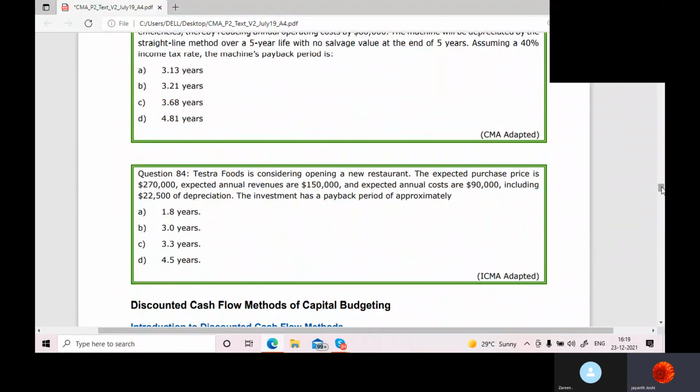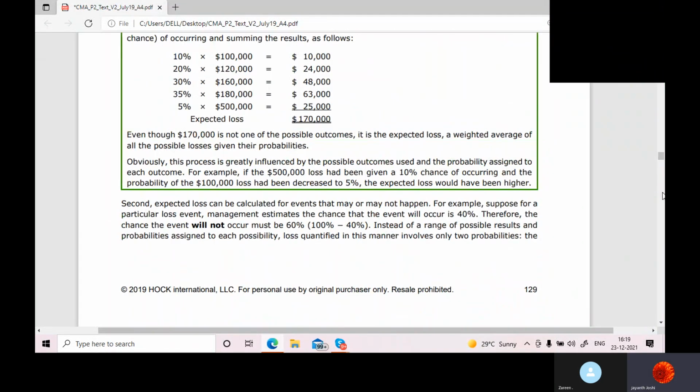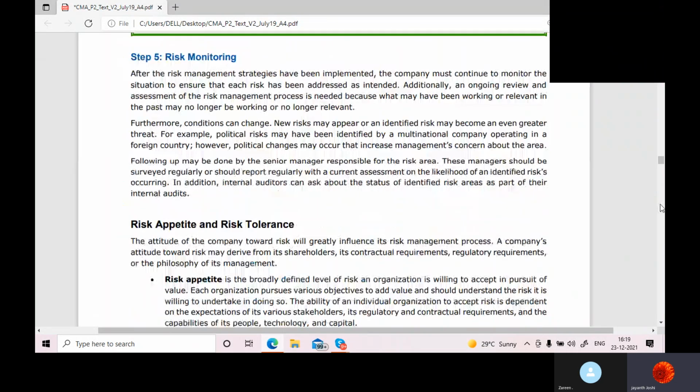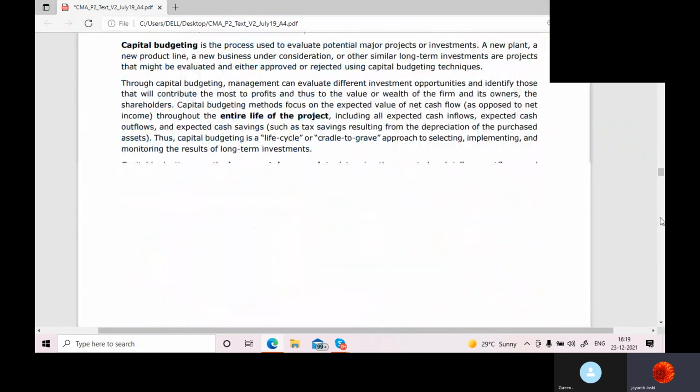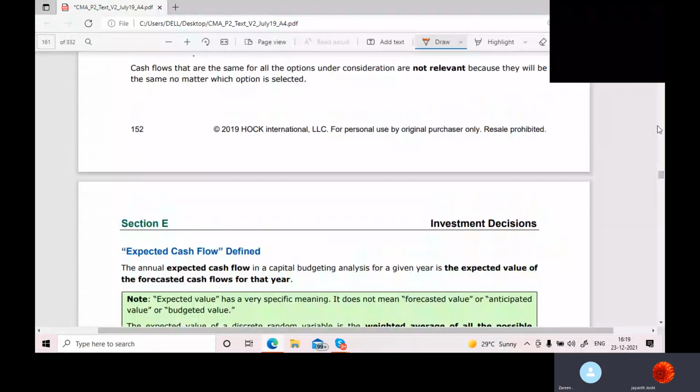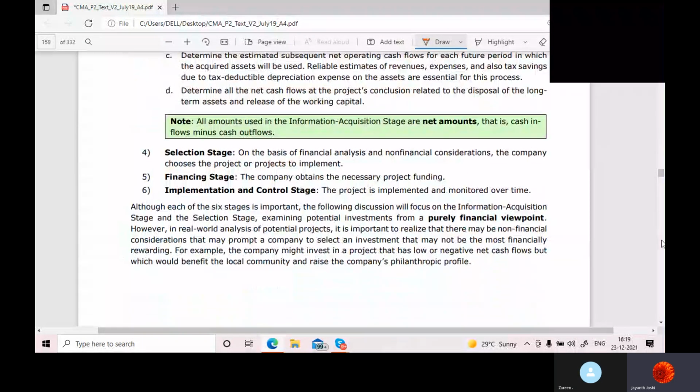Can you do this question, Zarina? I'm giving this question. Please solve this and find out the payback period for this question. Okay sir.